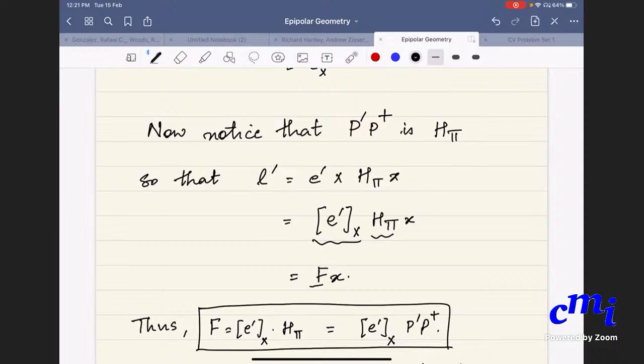So here we have found the first expression for the fundamental matrix. I'm saying first because there are many expressions for the fundamental matrix. This is one of the simplest looking, and all it involves is the second camera matrix, the pseudo inverse of the first camera matrix, and the second epipole, or epipole in the second camera. So if you know these three things, then you can compute the fundamental matrix of the given configuration.